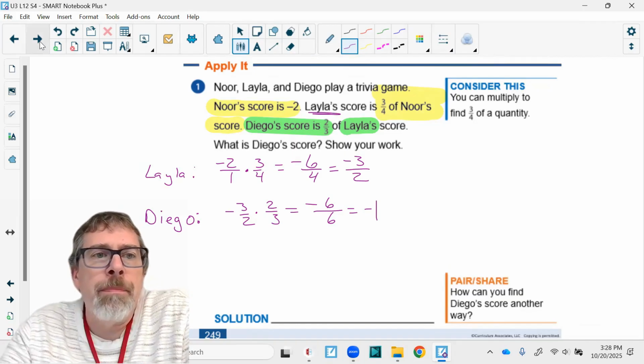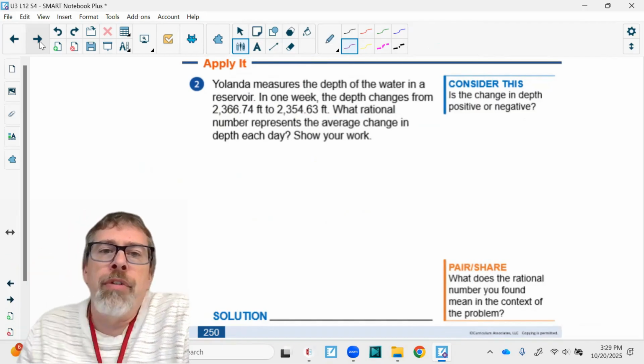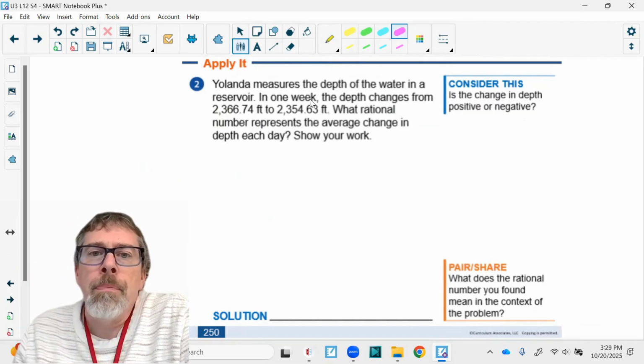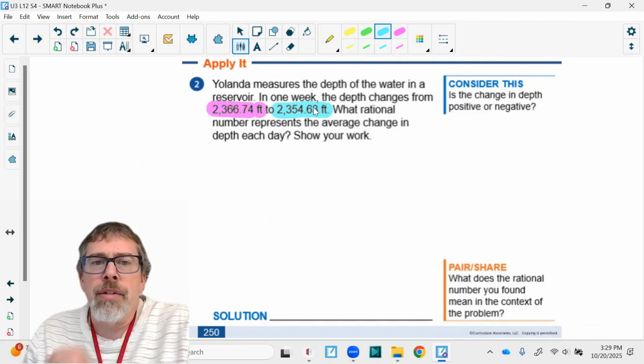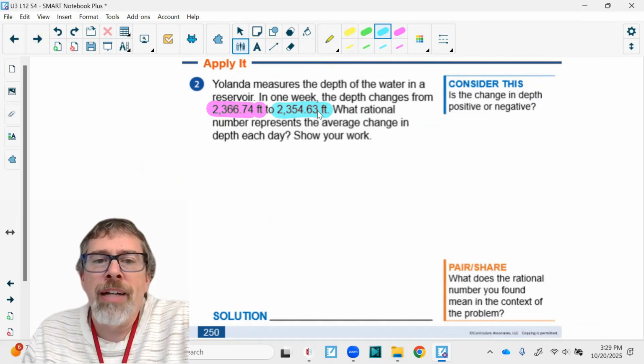Okay, let's move on. Apply it. Yolanda measures the depth of water in a reservoir in 1 week. The depth changed from 2,366.74 feet, and it went to 2,354.63. So it decreased. What ratio or rational number represents the average change in depth each day?